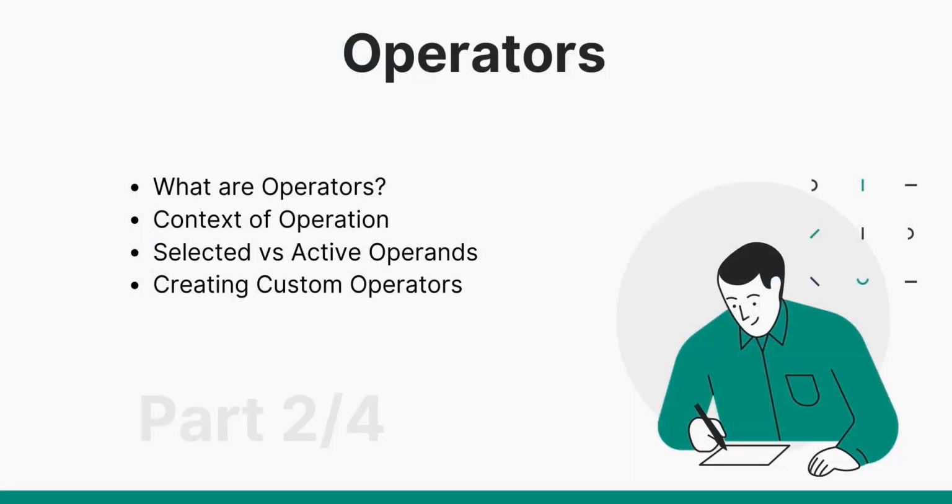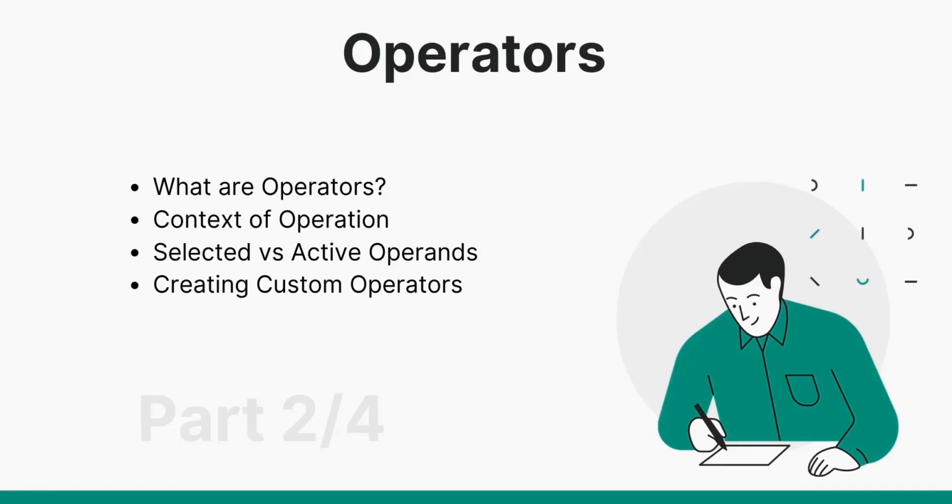Now we know what operators are, and we also know the importance of context while executing an operation. And just now we saw what selected and active operands are. Now let's go and create our own operator. So let's see how to create custom operators. Blender allows us to write custom operators. This will help us to automate tasks and solve some complex problems.